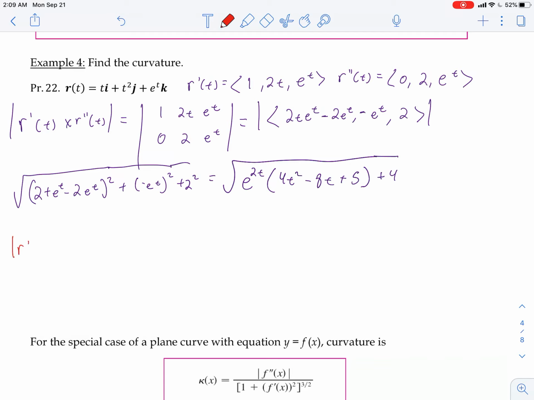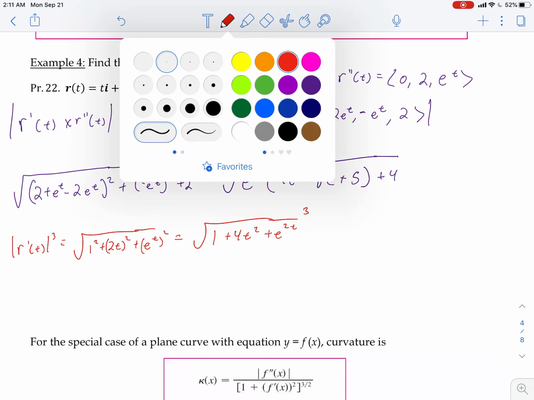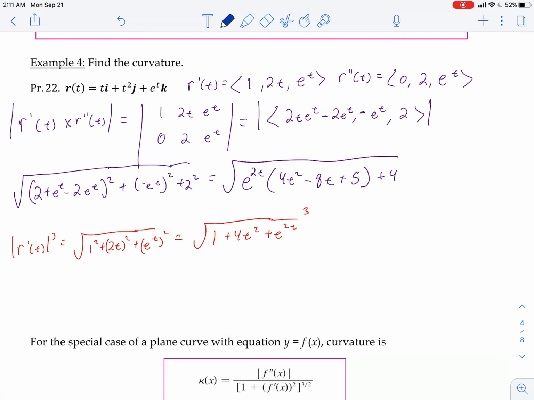The denominator of kappa is going to be just the magnitude of the derivative, cubed. The magnitude of the derivative is just 1 squared plus 2t squared plus e to the t squared. That's going to give me the square root of 1 plus 4t squared plus e to the 2t, and all of that is going to be taken to the third power.